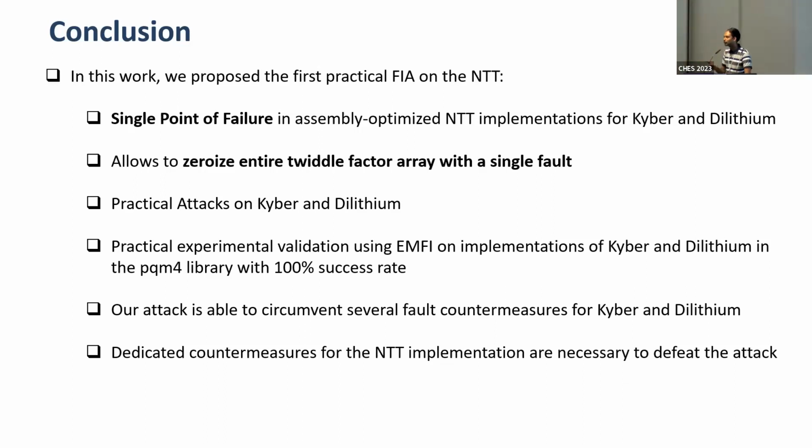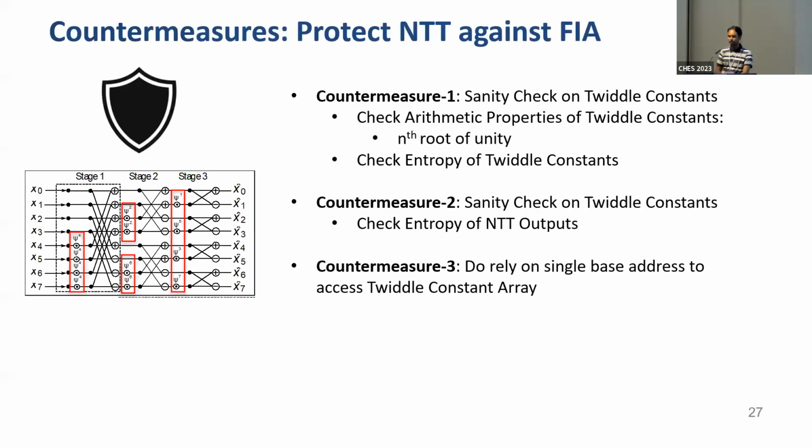Sorry, if I understand your question correctly, you are asking whether it's possible to skip the check as well? Yeah, if I can go to the countermeasure page. I'm talking about countermeasure 1. But I want to skip the first point. I want to skip the check for the arithmetic property of twiddle factors and only check the entropy. What might be leaking if I only do so?